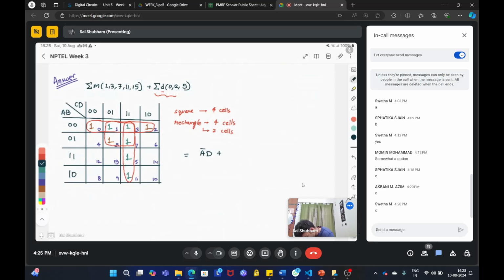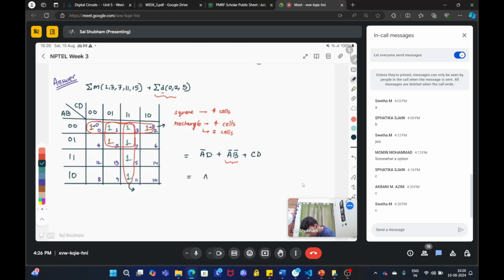a bar d plus this row, which is a bar b bar, plus this column, which will be cd. But as I mentioned earlier, this a bar b bar is redundant, because if we assume this don't care to be 0, our expression will be further reduced, which can become a bar d plus cd. I think I made some mistake. This is a bar d and cd. Okay, this is fine.